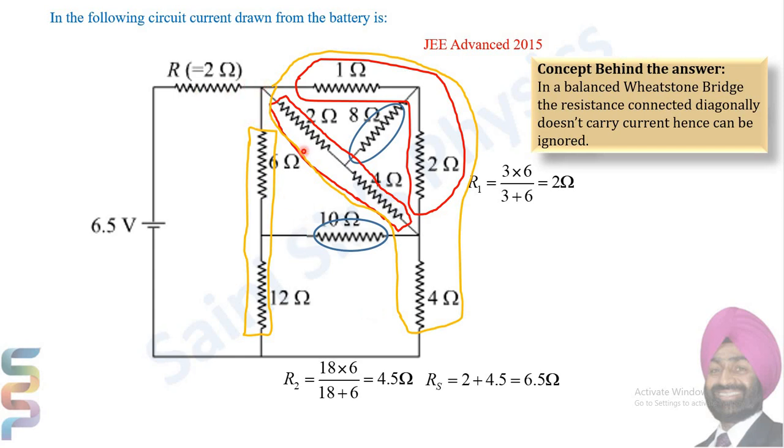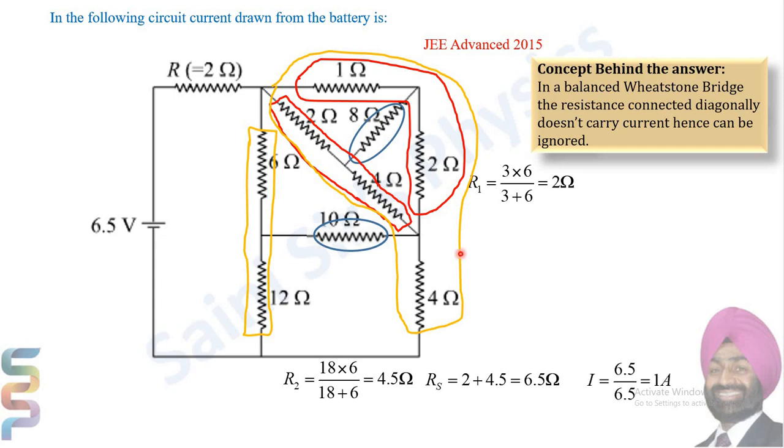So this 4.5 ohm part and 2 ohm are in series. Check it. As you start from the battery, first 2 ohm comes, then you pass through this total, which is equal to 4.5. So the total is equal to 6.5 ohm. The total resistance of the circuit is 6.5 ohm. The battery is also 6.5 volt.